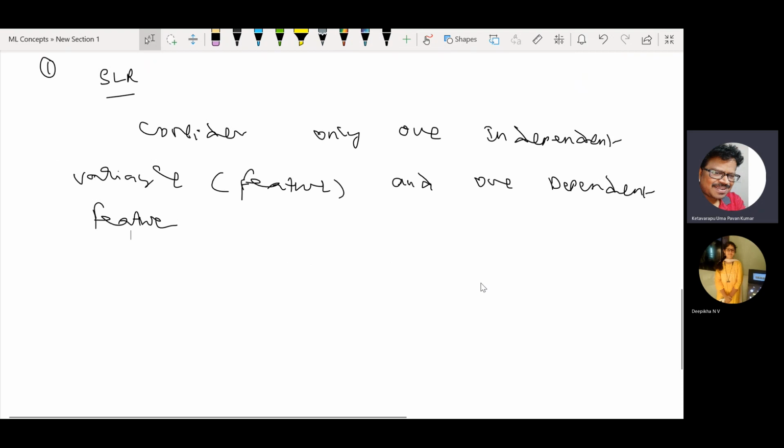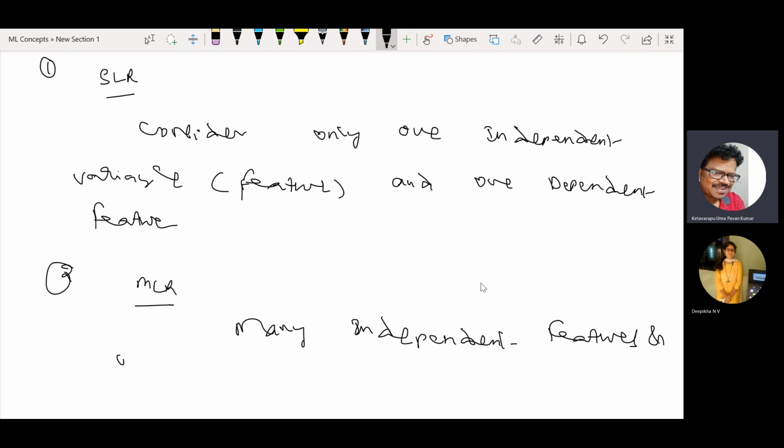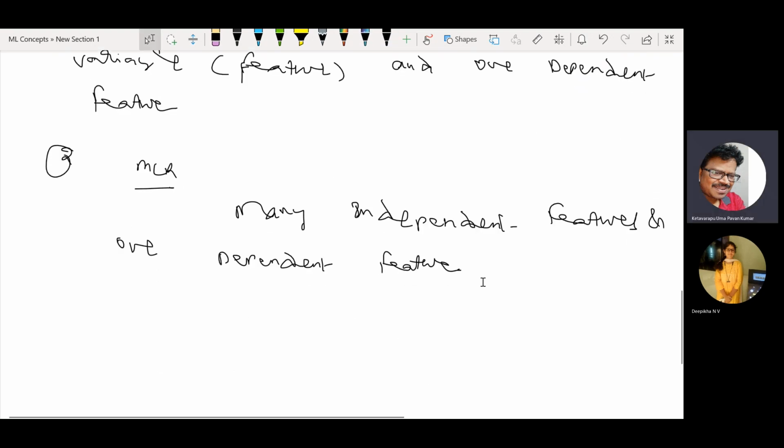Whereas in case of multilinear regression, there is one simple change. Consider many independent features and one dependent feature. Observe here, guys: many independent features and one dependent feature.